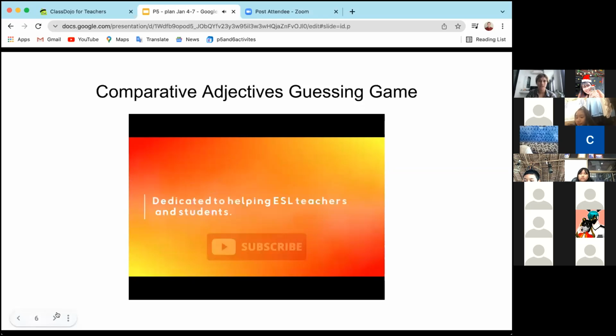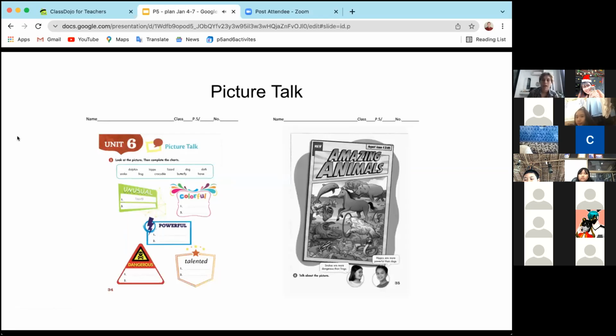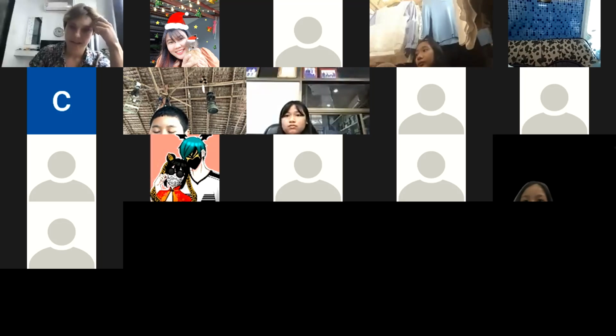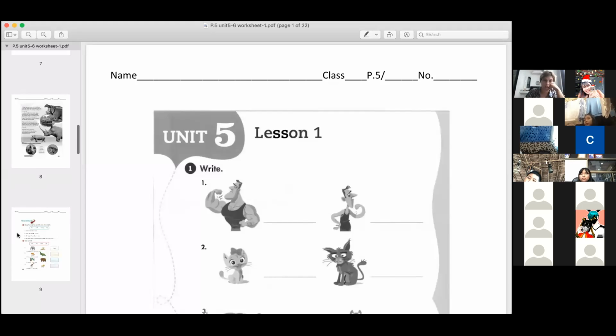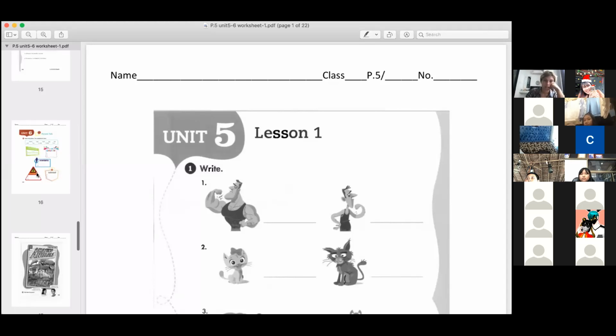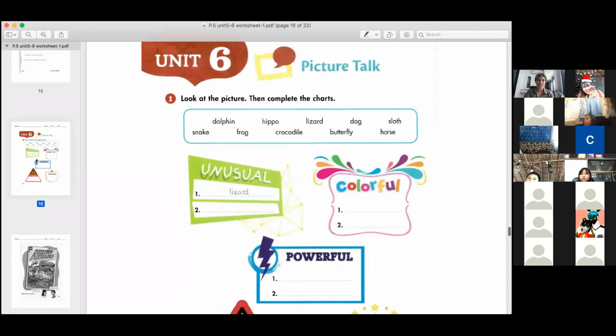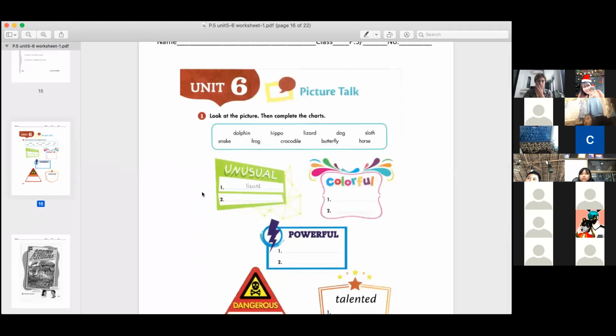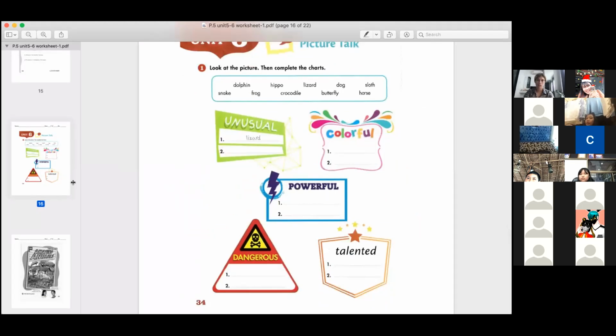Yay. I'm going to go on to number 7. Okay, so now we can finish our picture talk. Did everyone finish this page? Let me stop the share and let me reshare on a closer version. Okay, so everyone go to picture talk. It looks like this. Okay, pull out your worksheets. We're gonna do our picture talk.